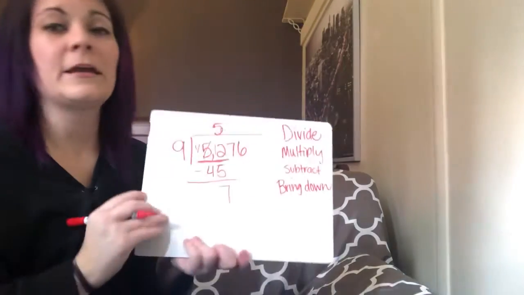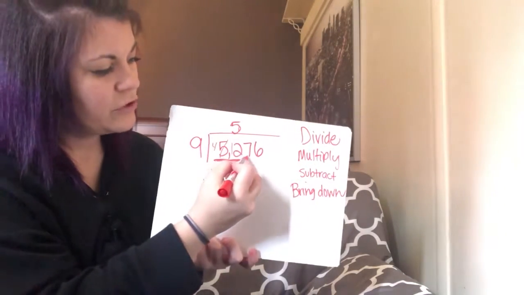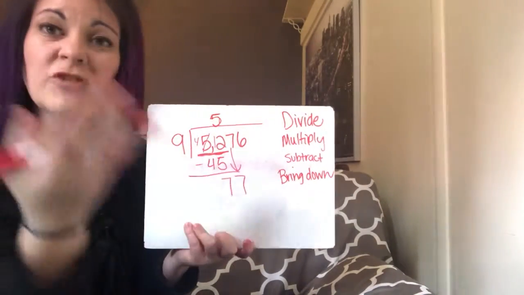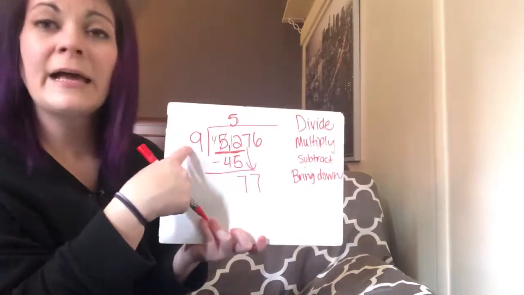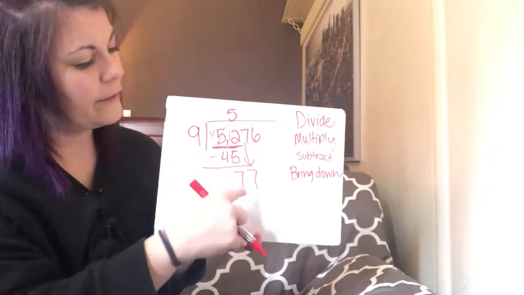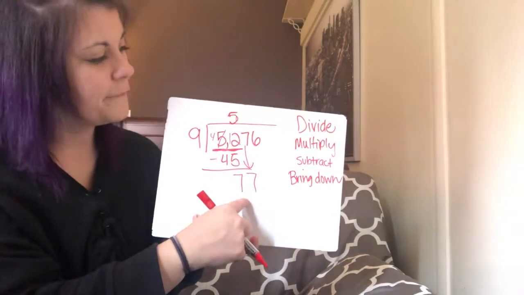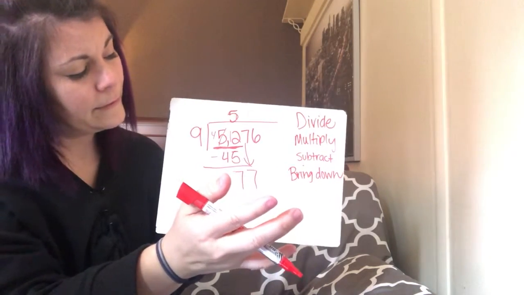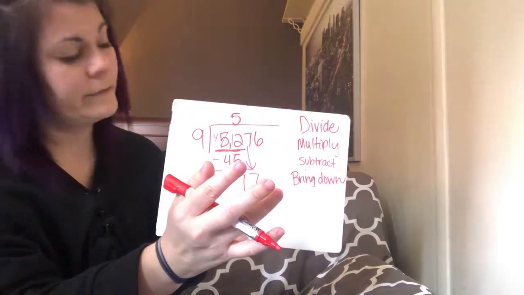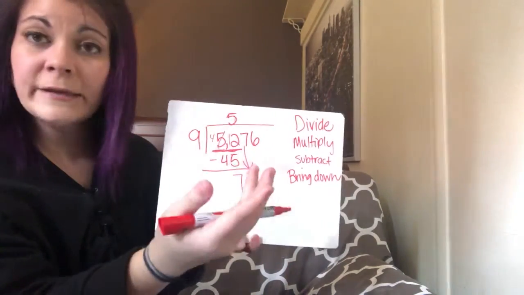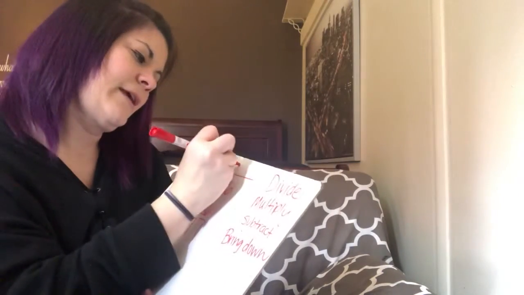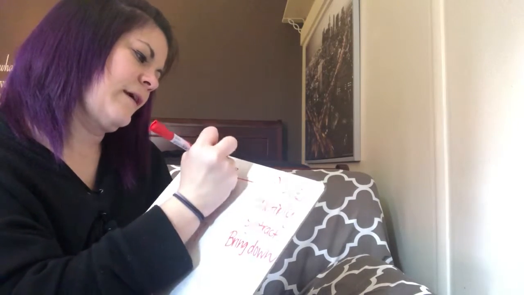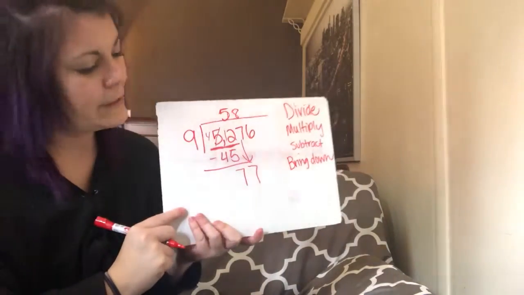Those are the 4 steps that you repeat over and over, which means you bring down the next number, just one number, and you start all over. 77 divided by 9. How many times does 9 go into 77 without going over? 9 times 7 is 63. 9 times 8 is 72. 9 times 9 is 81. That's too much. So it goes in 8 times.